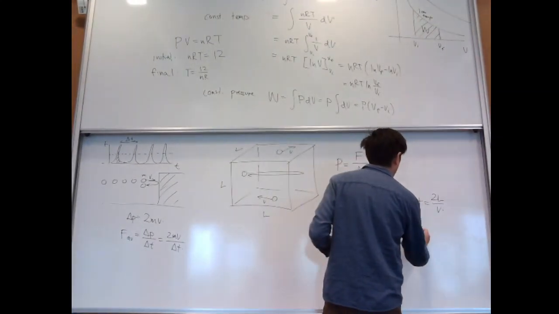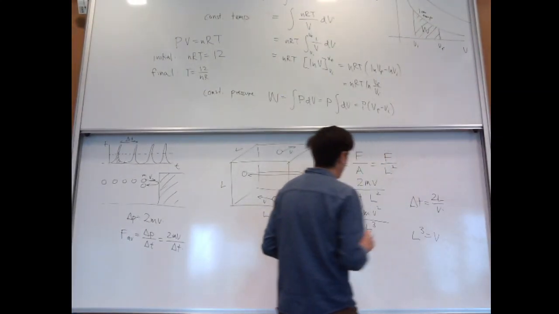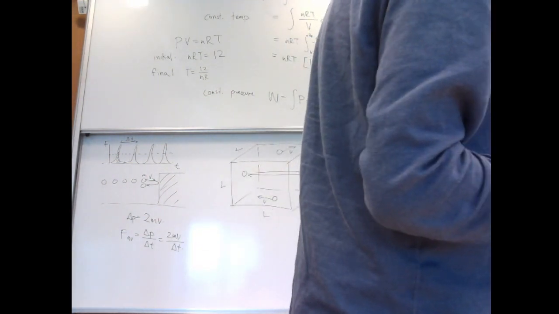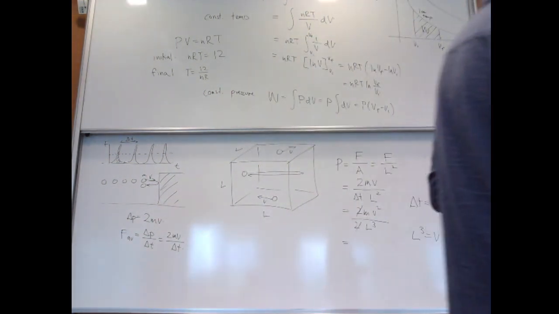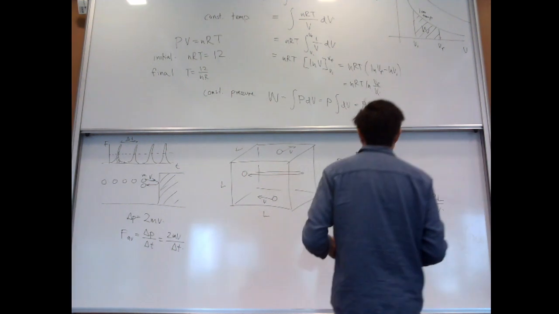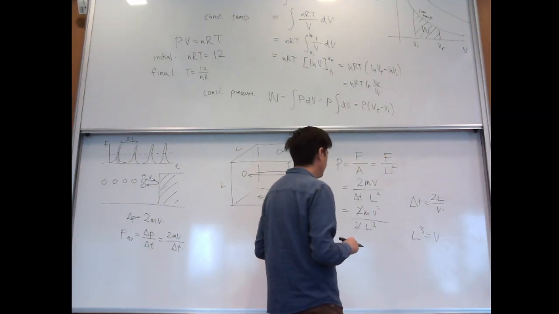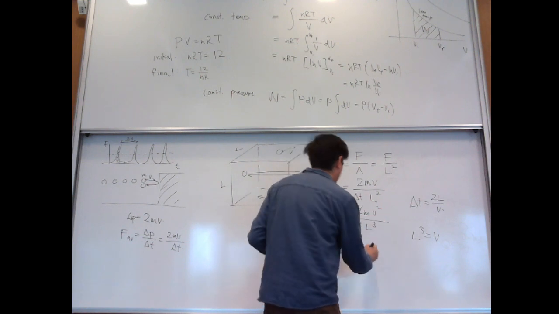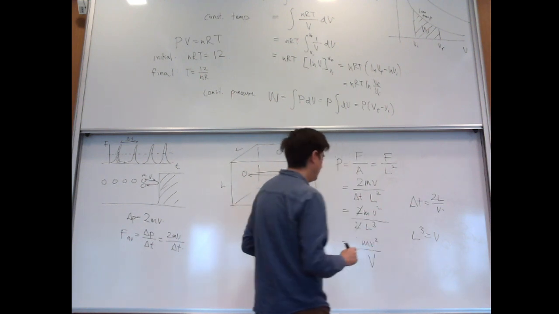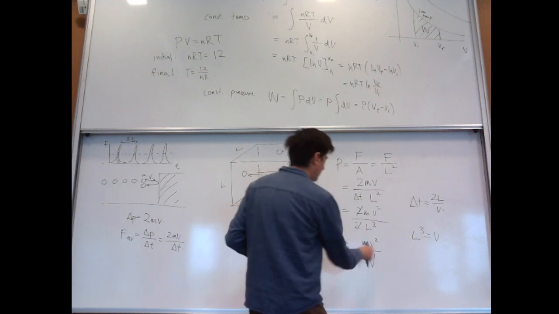Okay, so let's say this is volume, and then let's also convert this to the moles. So what have I got here? Okay, no, sorry, not yet. Okay, so we've got mv squared over volume. This is little v, this is big V.